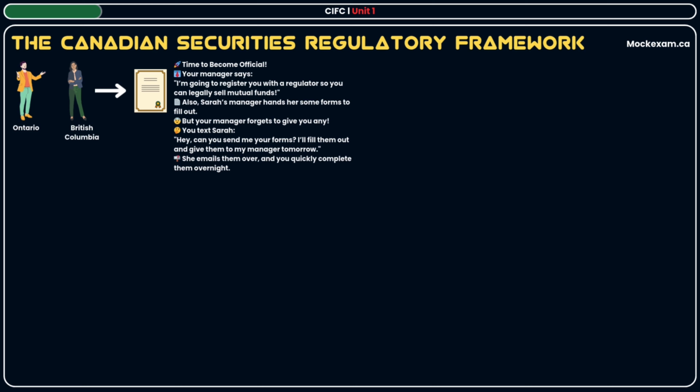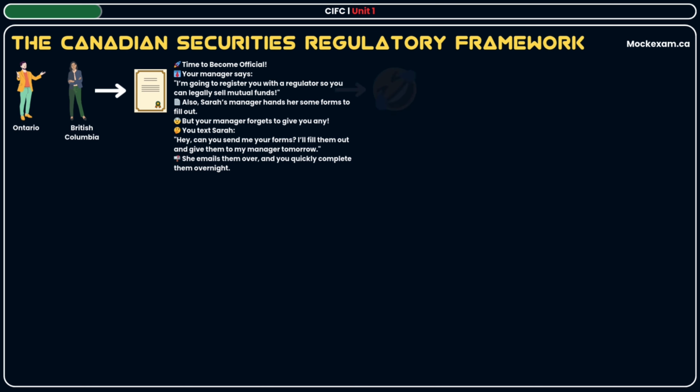You text Sarah, "Hey Sarah, could you please send me your forms? I will fill them out and give them to my manager tomorrow," because you think both forms are the same. You both started at the same time and you have the same role. So you thought both forms are the same. She emails them over and you quickly complete them overnight.